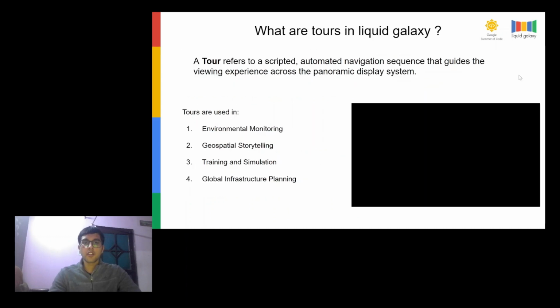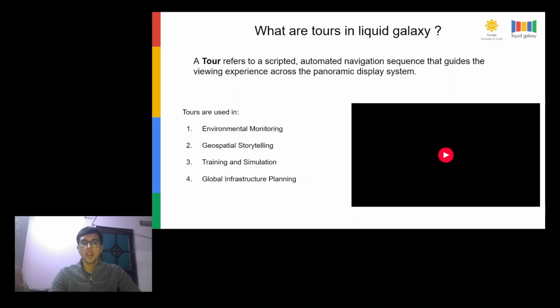Now, let us understand what are tours in Liquid Galaxy. A tour is a scripted, automated navigation sequence that controls how content is displayed across the entire screen system. Instead of manually moving the view, the system follows a predefined path, zooming, rotating, and transitioning smoothly between locations or data layers.